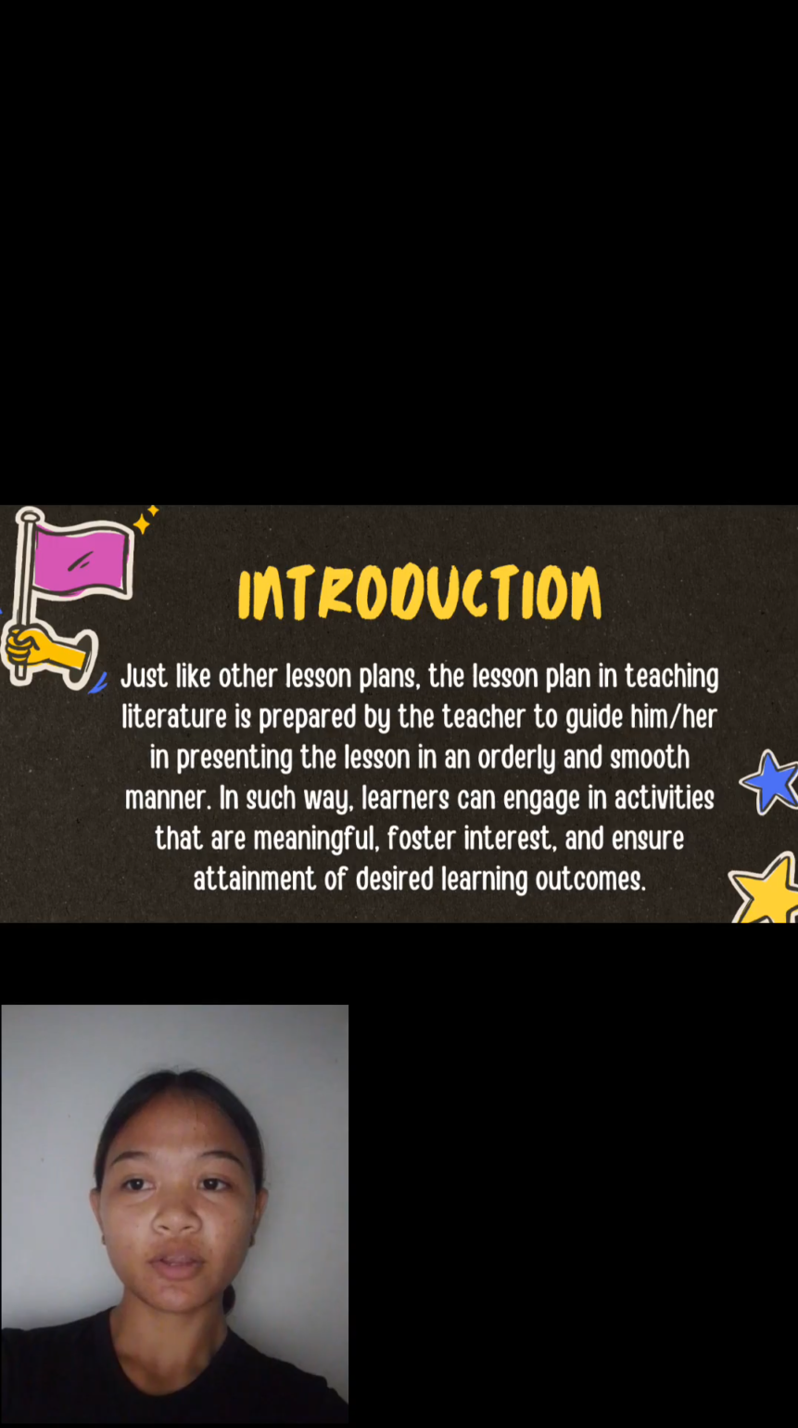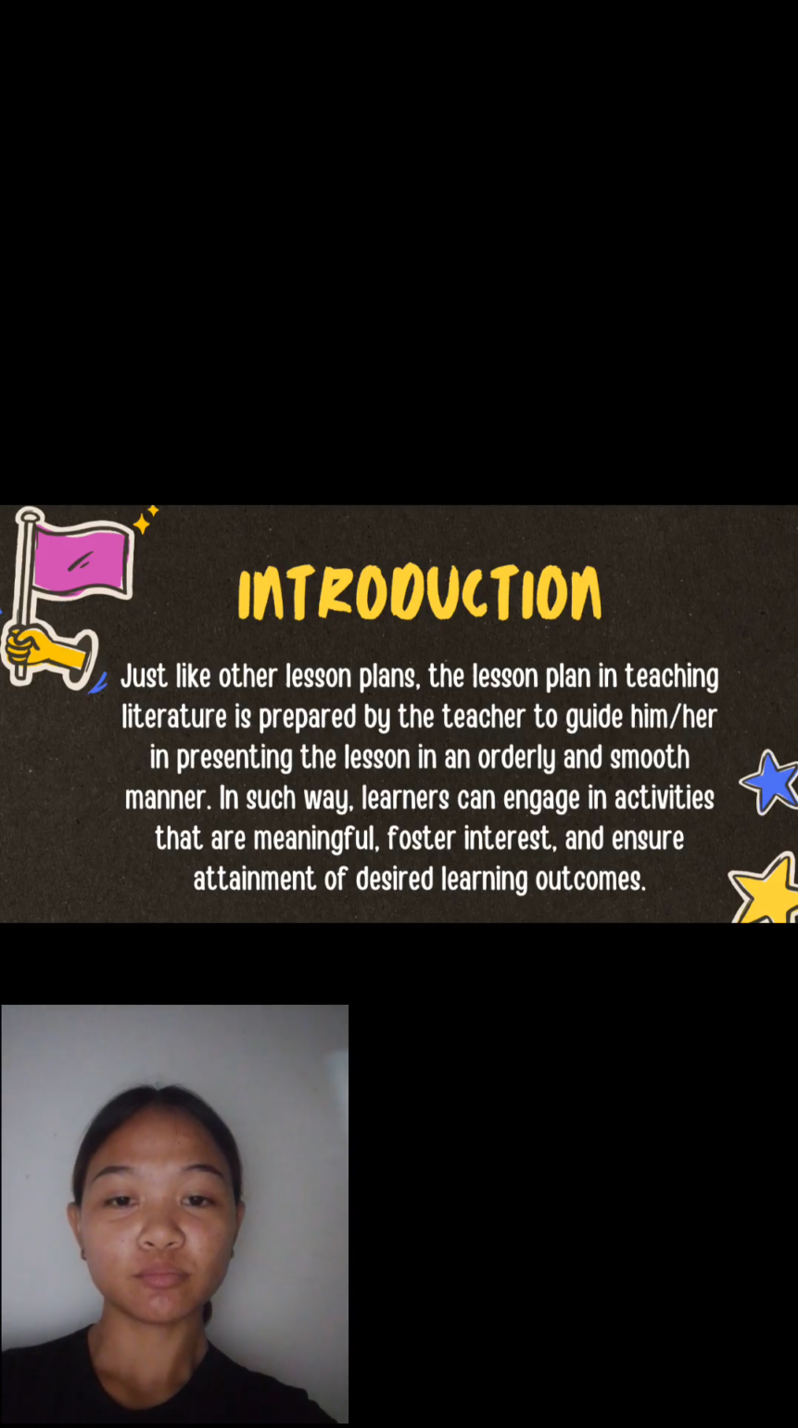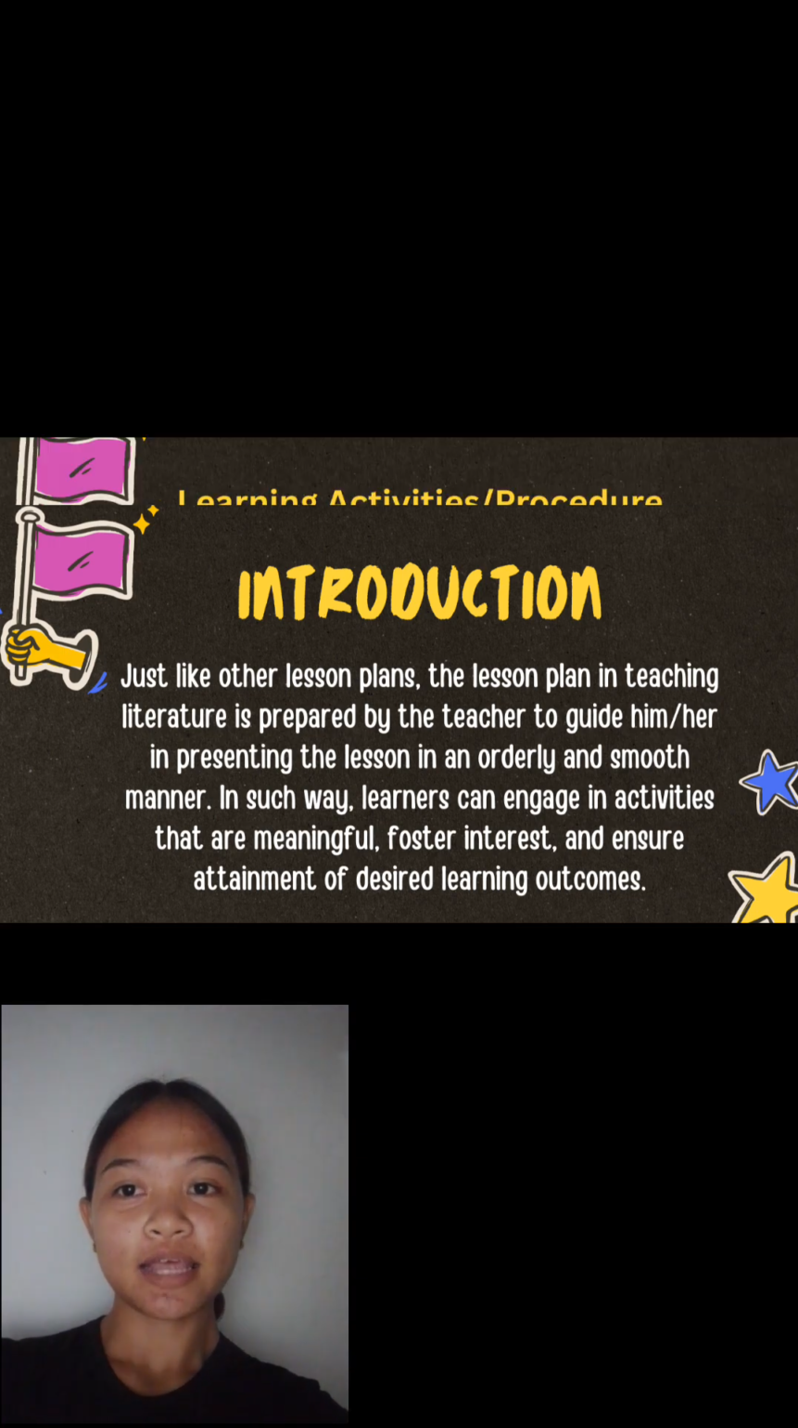Just like other lesson plans, the lesson plan in teaching literature is prepared by the teacher to guide him or her in presenting the lesson in an orderly and smooth manner. In such, learners can engage in activities that are meaningful, foster and ensure attainment of desired learning outcomes.